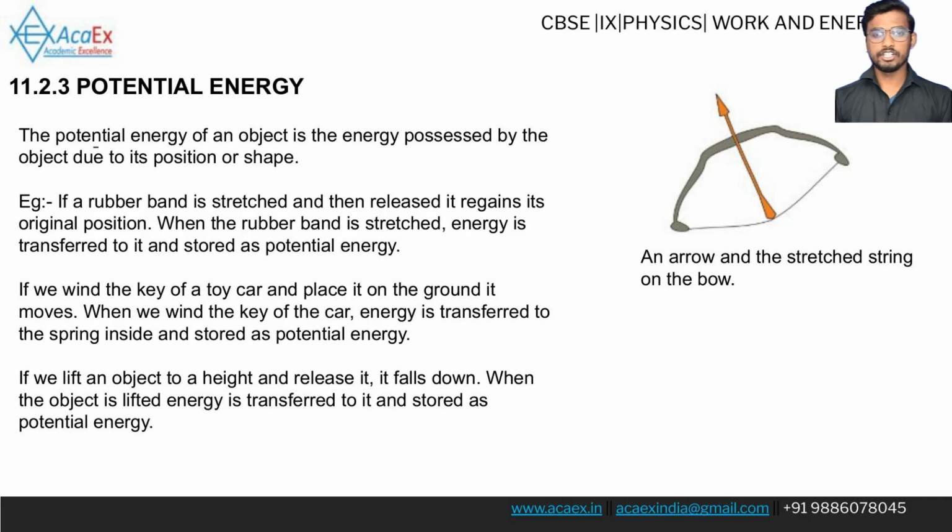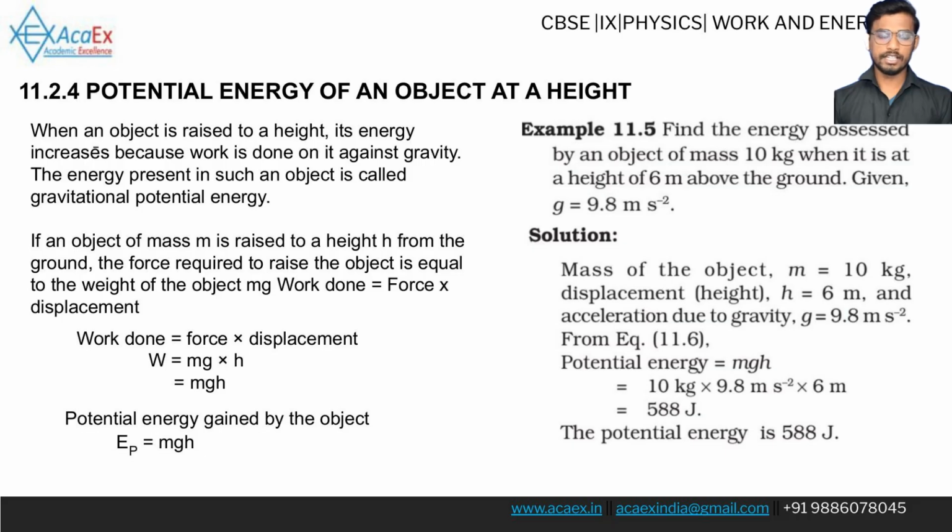When wound, energy is stored in the spring as potential energy. If we lift an object to a height and release it, it falls down. When lifted, energy is stored as potential energy. An example is an arrow on a stretched bowstring.